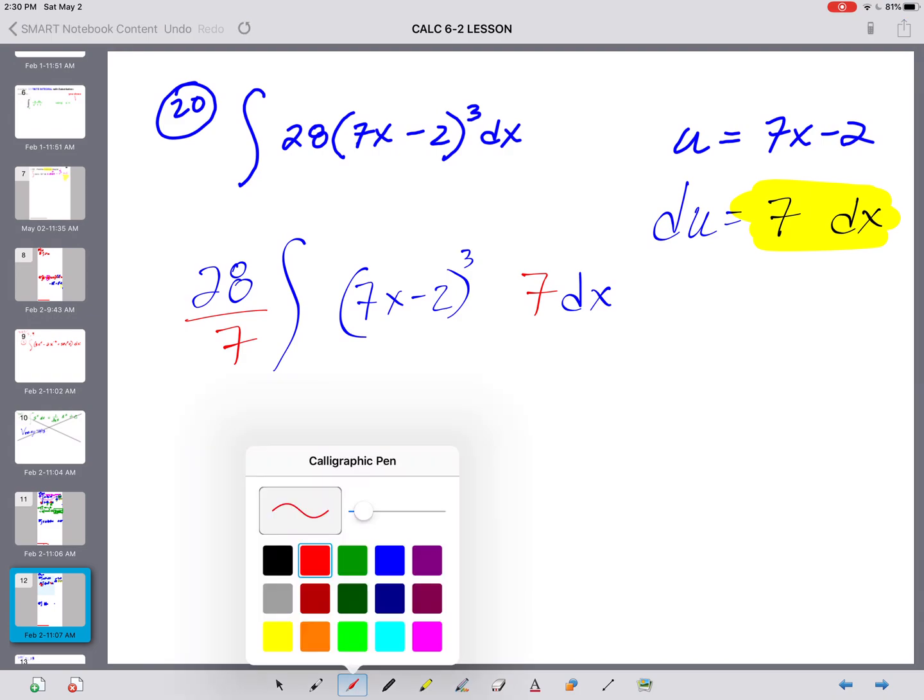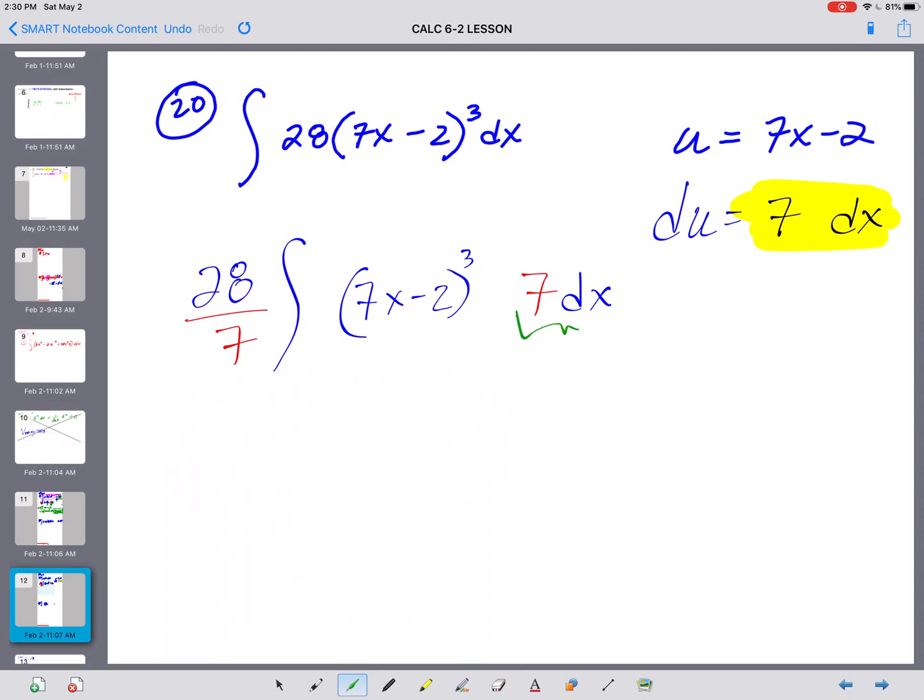Let's do substitution. Hey, put in place of this. What's going in there? Yeah, du. What's going in place of 7x minus 2? Yeah, that's the u. Okay, here we go. Let's simplify. First of all, what's 28 over 7? Oh, that's 4. Then we got the integral. Then we got u to the third du.